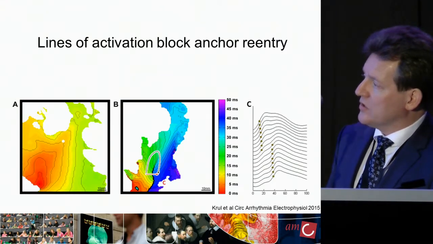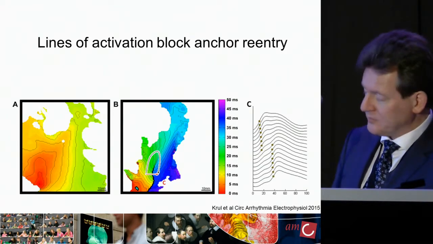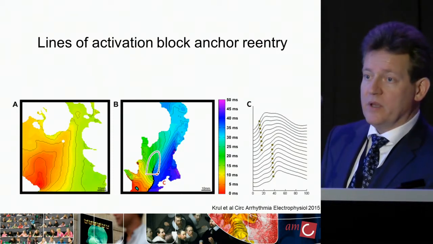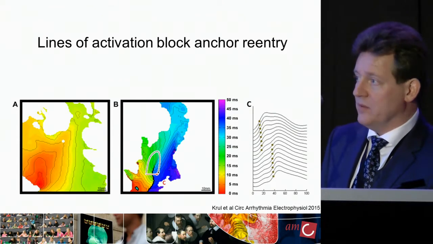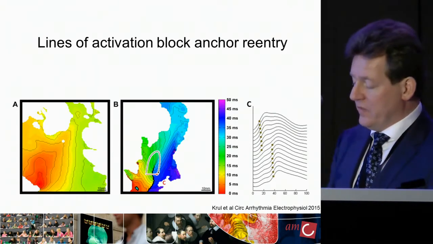And if you record optical action potentials along this red line here, you find these action potentials, and you see that there's a hump in between the early activated area and the late activated area, indicating that the activation is running around it. And this looks like functional block, which can be brought about by refractory periods, by increased anisotropy, by all mechanisms that you can think of and that come from the textbook.